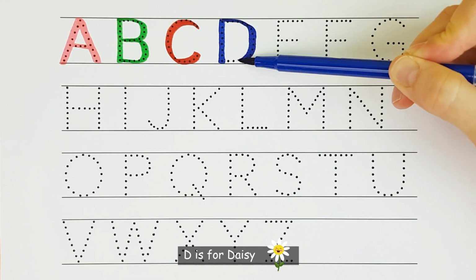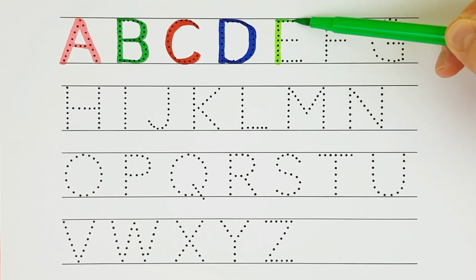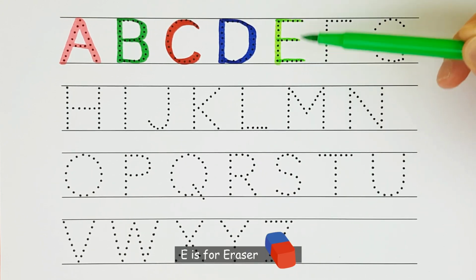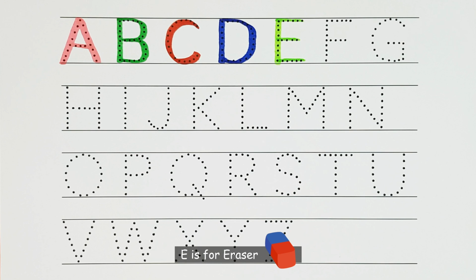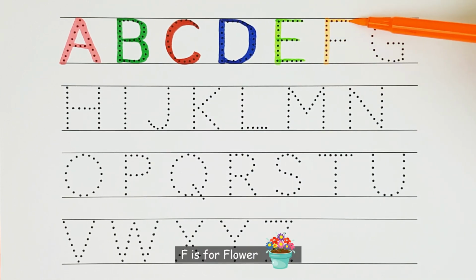D. D is for daisy. D. E. E is for eraser. E. F. F is for flower. F.